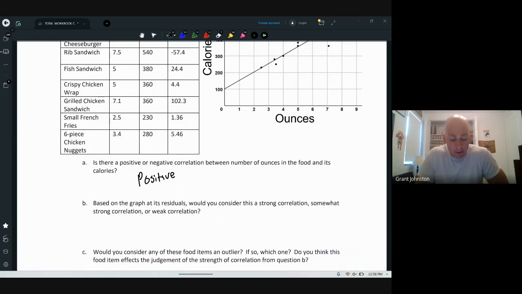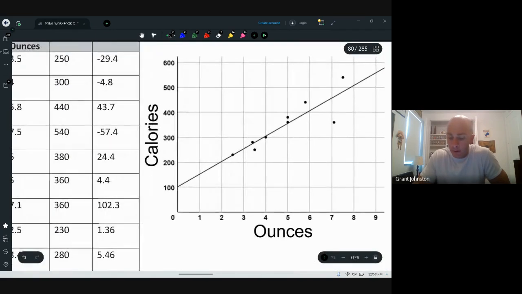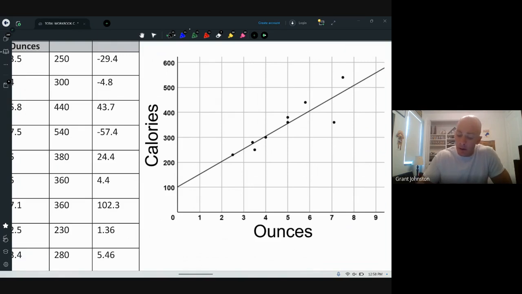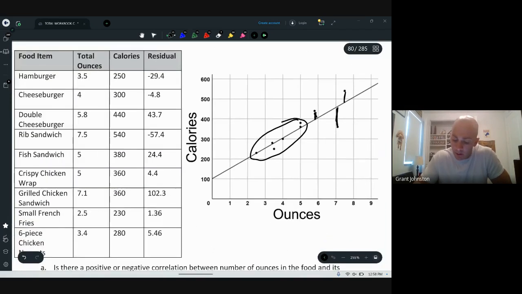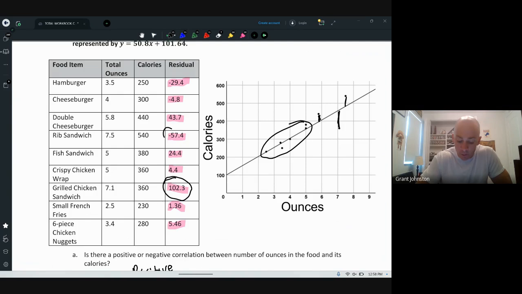Based on the graph that has residuals, would you consider this a strong correlation, somewhat strong correlation, or weak correlation? Okay. Well, look at the graph. It looks like the data is pretty darn tight. Look how tight that data is. But then these ones kind of have larger residuals. And you can kind of see that. Like, here are all our residuals, right? And that's a hefty residual there, 100. These ones are kind of large too.